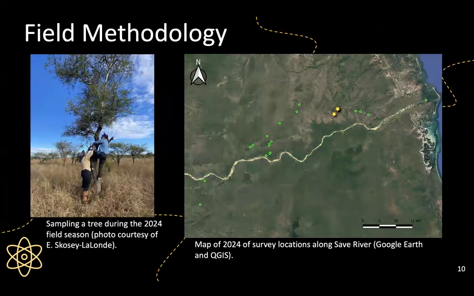During the 2024 field season, we sampled along the Save River, mostly in the Sofala province, which is just north of the river, at 21 locations, including two archaeological sites, Zimora and Chesingulane, which are represented on the map as the two stars. And in order to capture any variation in local geologic strontium, we sampled three plants of varying root length at every survey point, which includes grasses, shrubs, and mature trees.